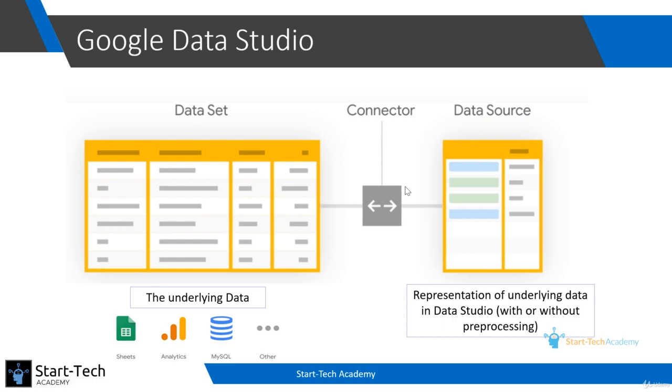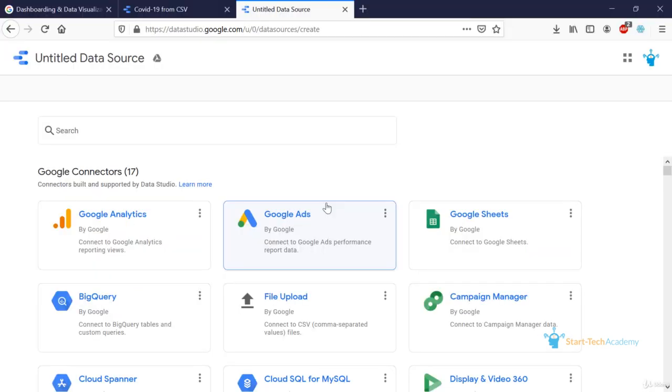But how does Google Data Studio get this data set as a data source? For that, we need a connector. This connector will help us use the data set of our choice. So if I want to connect a Google Sheet, I will use the connector which connects to a Google Sheet. Whenever we want to create a data source, we will first have to select a connector.